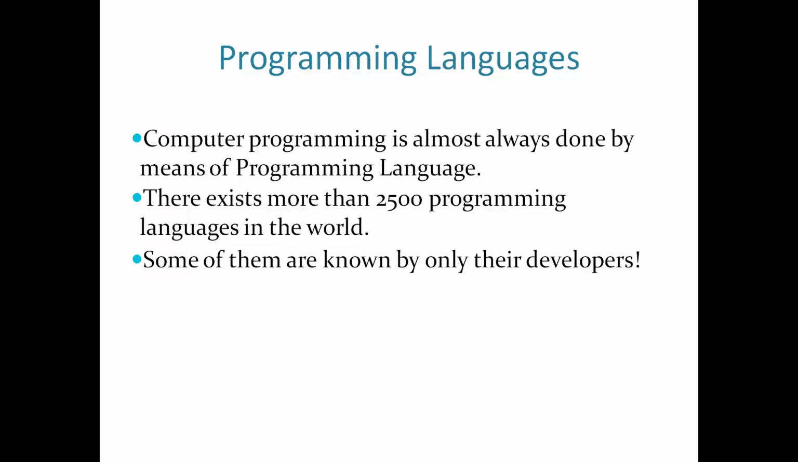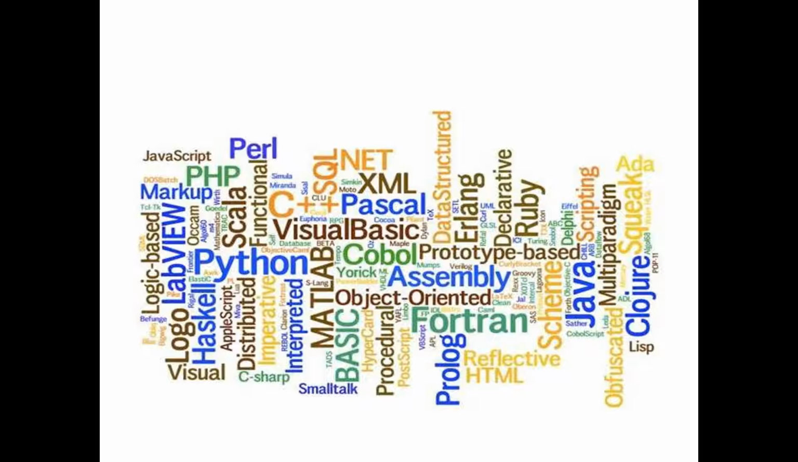There are more than 2500 programming languages in the world. Some of them are known only by their developers. Some of them did not get so much attention or were not that useful, so they are not that much used as well. Many of them are quite popular as well. We are going to see a list of them. Here it is just a diagram, a picture showing the names of the programming languages, the common and important ones: Perl, PHP, JavaScript, C++, Visual Basic, COBOL, Assembly, Ruby, and many others.